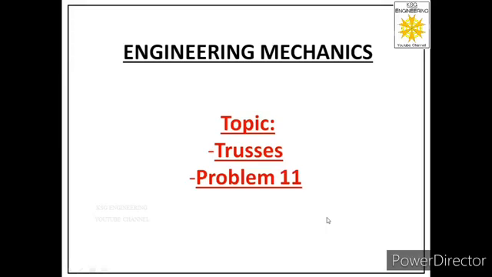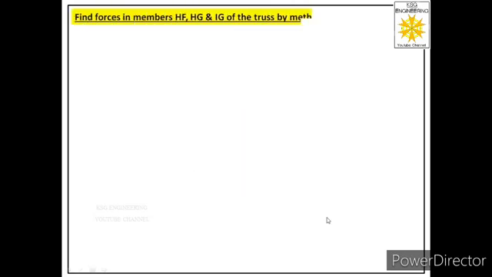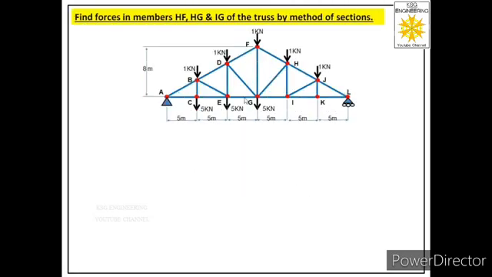Welcome students, today we will solve the 11th problem on trusses, and we will solve this problem through the method of sections. So let us start today's lecture. We are given one truss over here and we are asked to find forces in members HF, HG and IG of this truss by the method of sections.